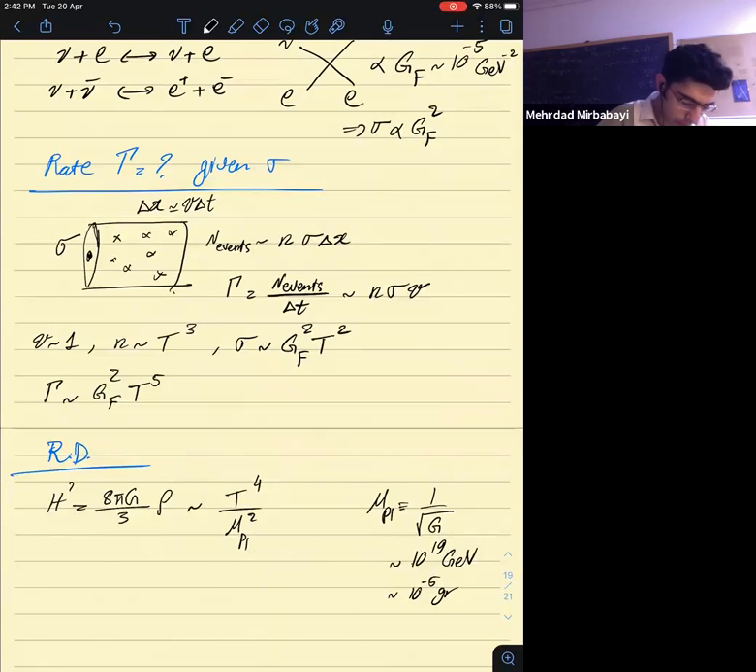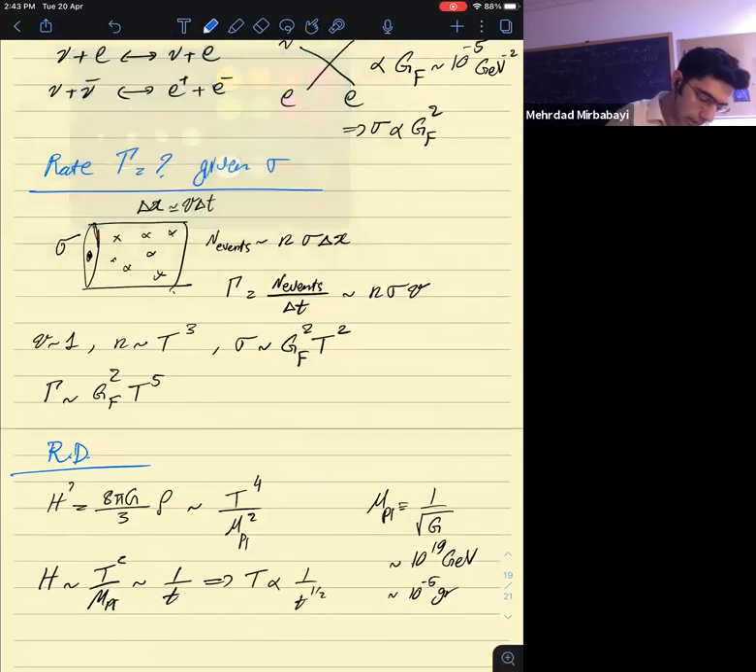Now, what is the time dependence? We learned that H is of order T² over M_Planck. H, the Hubble rate, goes as 1/t in radiation domination, which means the temperature is proportional to t^(-1/2). So if we go back here, we learned that Γ, the rate of this process that we were considering, goes as T^(5/2)... with time, the rate of this process becomes slower and slower. As t increases, Γ, the rate, becomes slower.